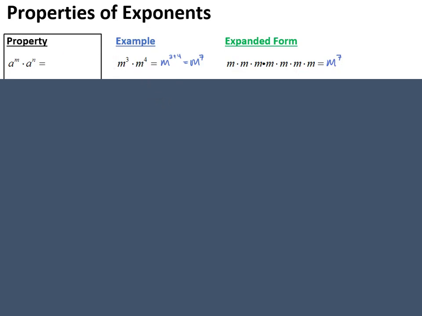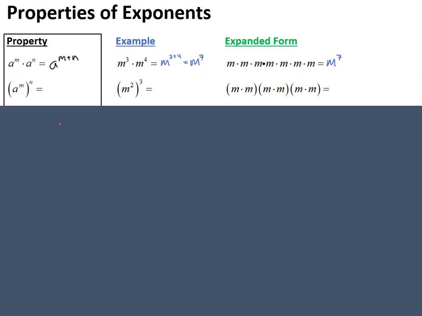So our property over here is if you're multiplying two things that have the same base, we can keep the base and add our exponents. Okay, here's our next property.